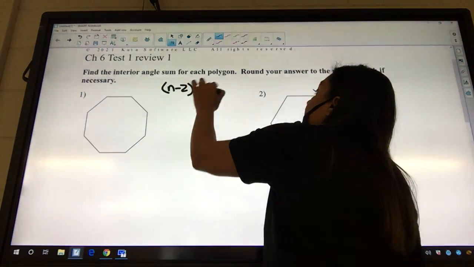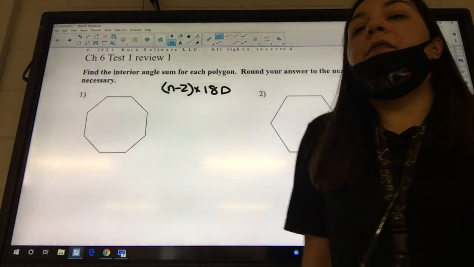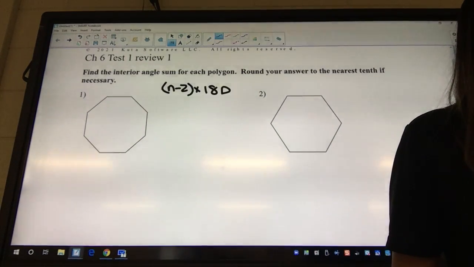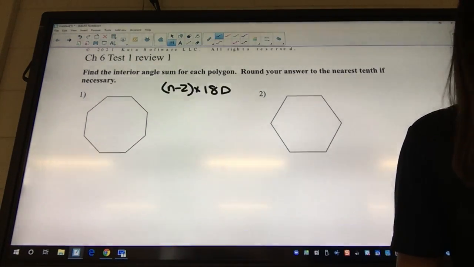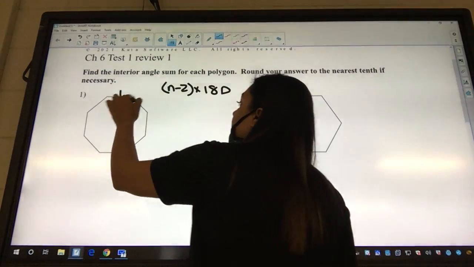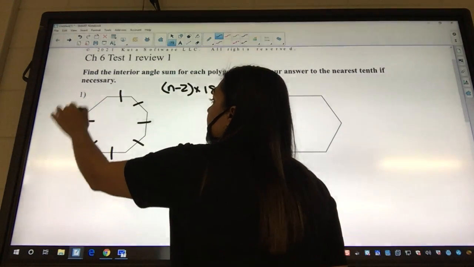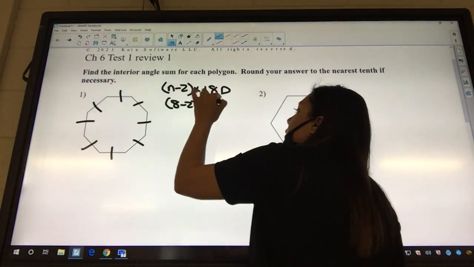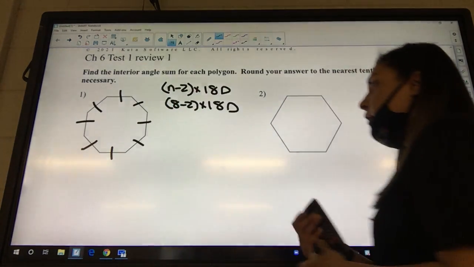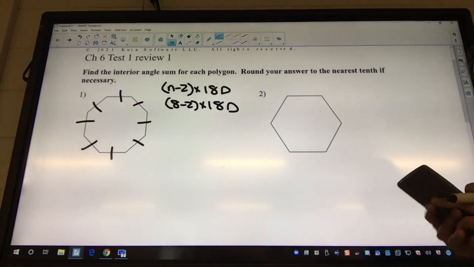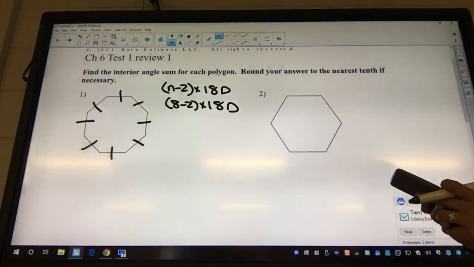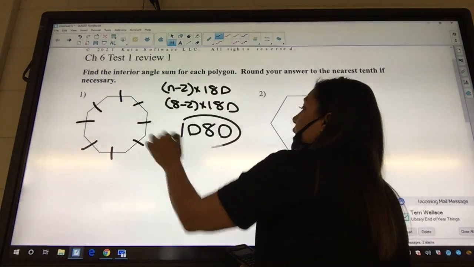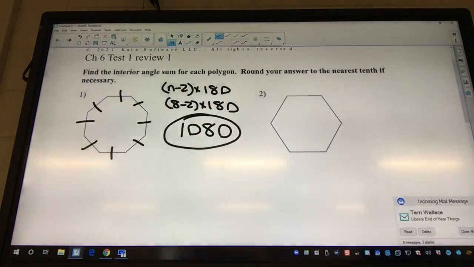Times 180. Oh, yeah, right. Okay, what's our n stand for? Isn't it number of sides? The number of sides. So we got 1 side, 2 side, 3 side, 4 side, 5 side, 6 side, 7 side, 8 side. So our n is going to be 8, so it's 8 minus 2 times 180. Okay, and so 1080 is going to be our interior angle sum.